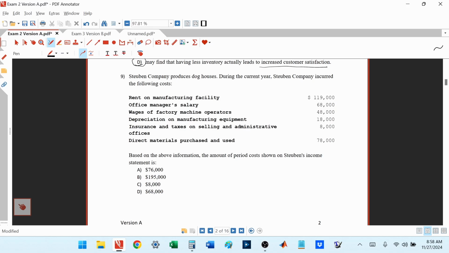So based on the above information, the amount of period costs shown on Steuben's income statement. Period costs. So, product costs versus period costs. Any cost that occurs in the factory is a product cost. If it does not occur in the factory, it's a period cost. So rent on the factory, that's a product cost. Office manager's salary, that's a period cost. Wages of factory machine operators, that's a product cost. Depreciation on factory equipment, product cost. Insurance and taxes on S&A offices, period cost. Direct materials, product cost. So it would just be these two added together. 68 and 8.